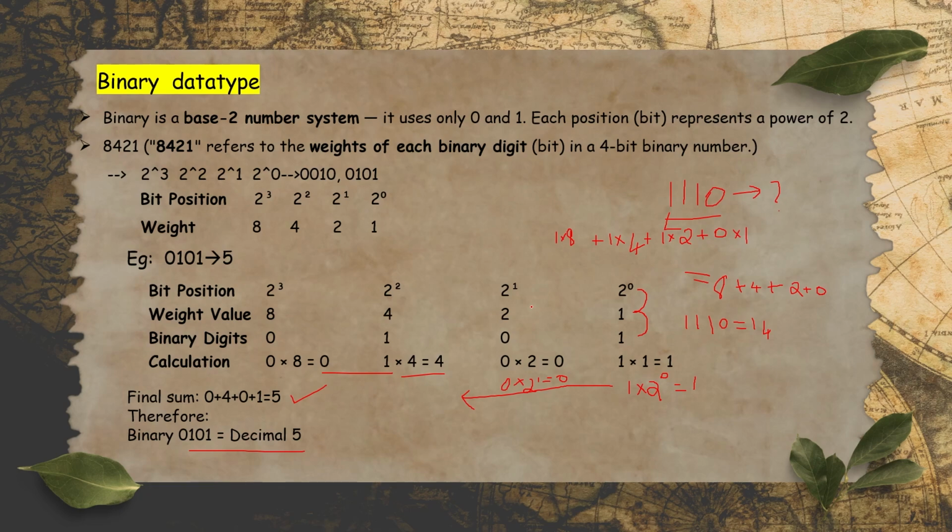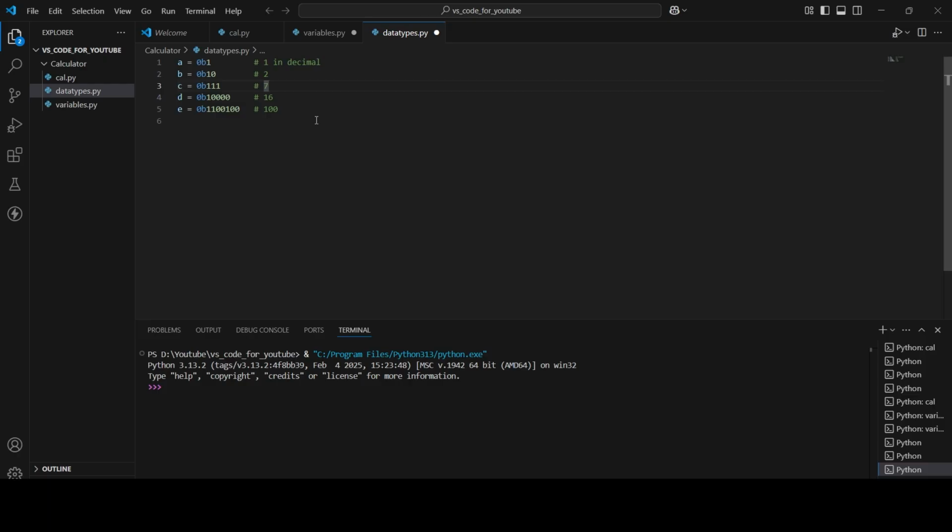Now let's move on to VS Code and execute a few of the examples. Here they have already mentioned a few of the examples. Here it is a equal to 0b1. Let's uncomment everything. It will be clear for you to understand. In the first example, as I mentioned, we have to always follow the rules. That is 0 followed by either uppercase B or lowercase b, followed by any number in binary. So let's take an example of 1.